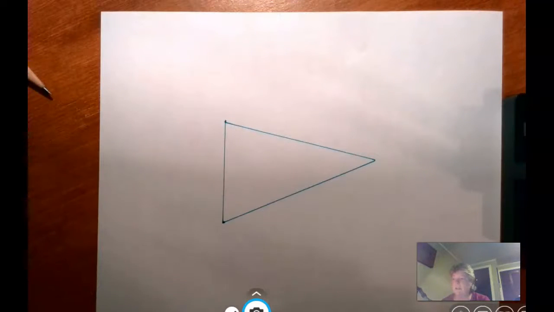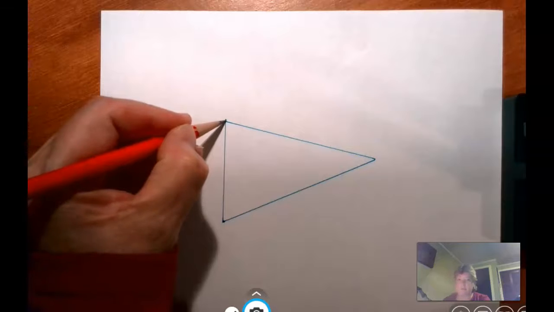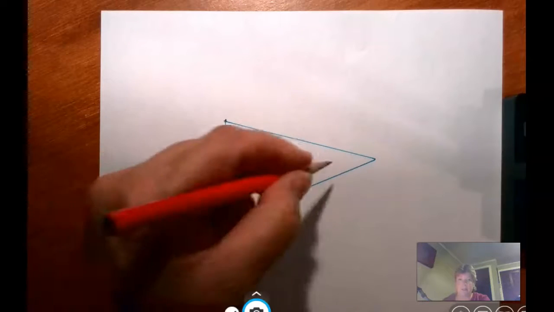All right, so next up, again in no particular order, let's take a look at what happens if we construct the medians for all three sides of your triangle. So let's construct one median together, and then again, I'll go off, do the other two, and come back. So if I'm going to construct a median, let's say I want to construct a median from this vertex up here. What I need is the midpoint of this opposite side.